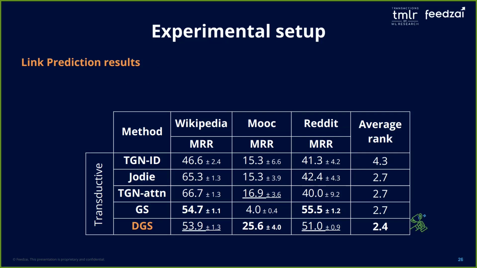Moreover, in the link prediction task, here we show the results from the transductive setting, meaning that nodes that appear in training can also appear in test, and we notice that Deep Graph Sprints achieves very good results. In fact, it achieves the best average rank across these 3 different datasets while being much faster than other baselines.